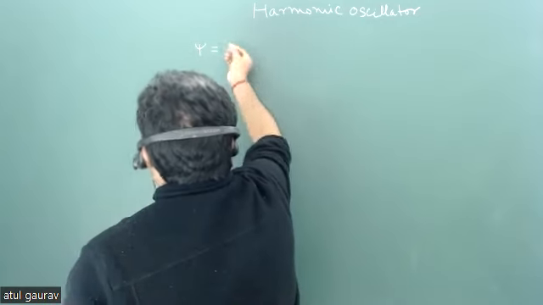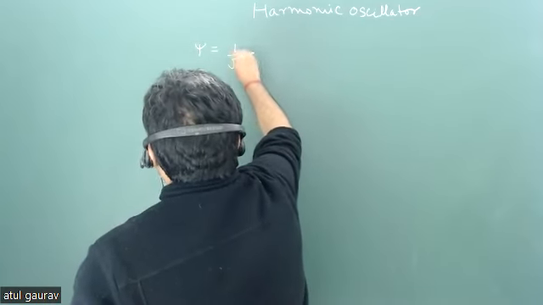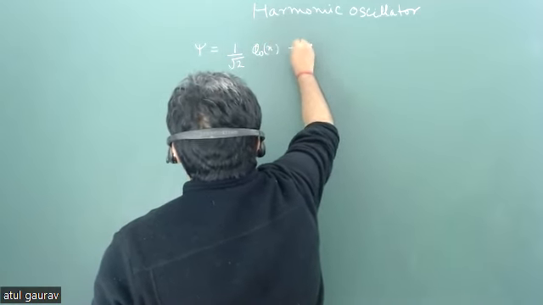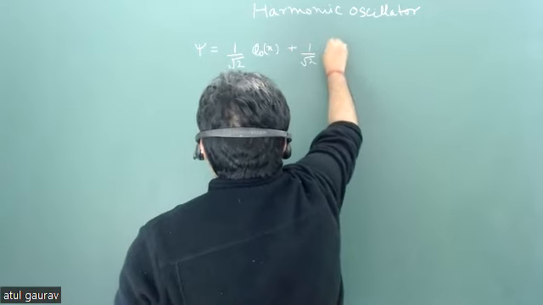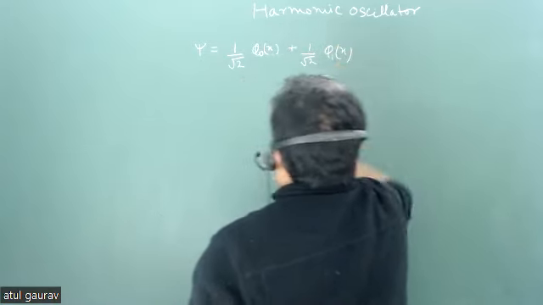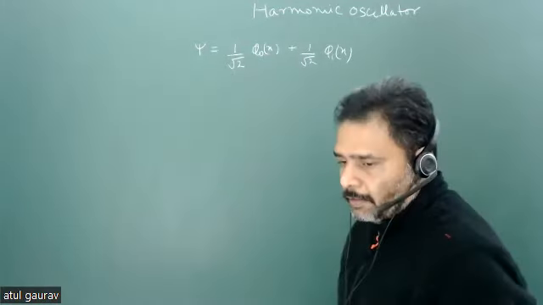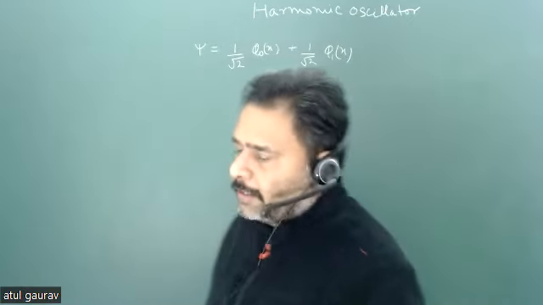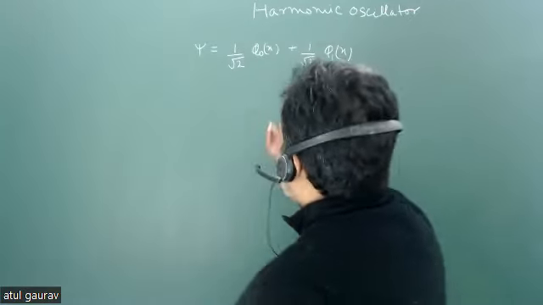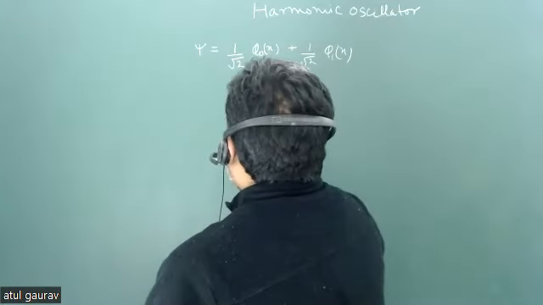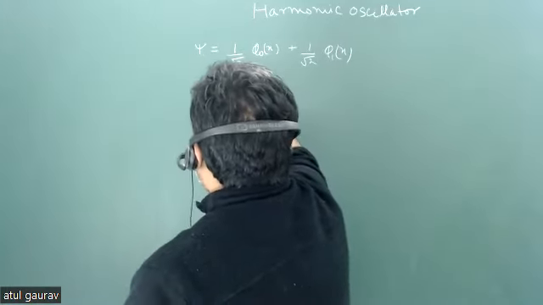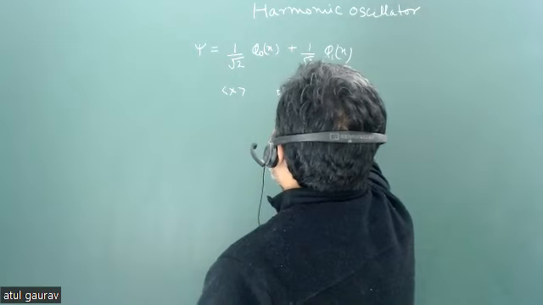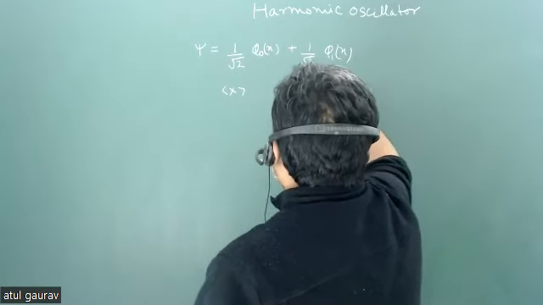The state psi for a harmonic oscillator is given as 1 by root 2 phi naught x plus 1 by root 2 phi 1 x. Some people have done this one, and 2 or 3 people have given the correct answer. So I am just going to complete it. Obviously, we can write it in ket form also. And you have to calculate the expectation value of x, at t equal to 0 and at some time t.